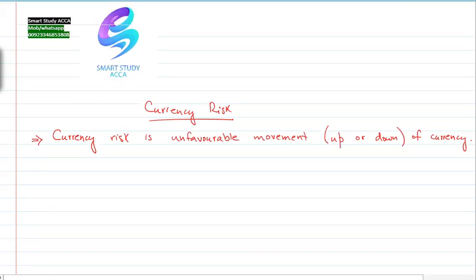I'm making a quick video on currency risk and converting one currency into the other currency. Now, first of all, what is currency risk? Well, of course, currency risk is the unfavorable movement of the currency.